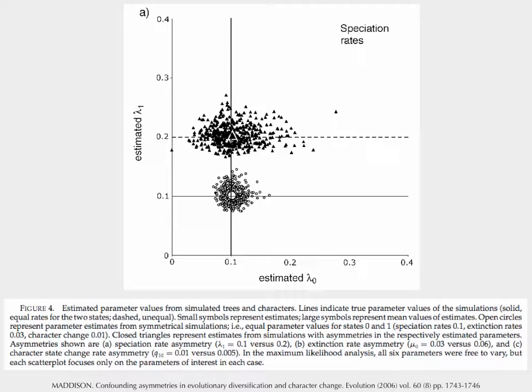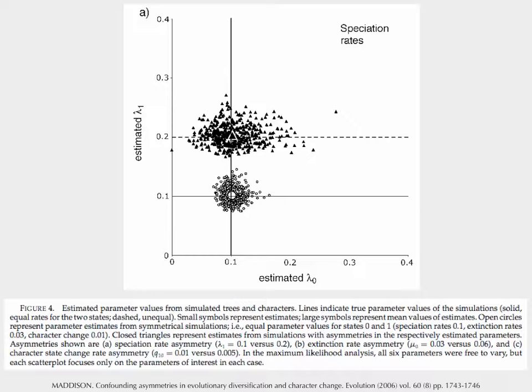Looking at speciation rates, these lines show the true values. These are trees of 500 species, so pretty big trees. I mean, my dissertation, I had a tree of like 30 species. I have a friend who makes trees of 10,000 species. So what is big keeps changing. But 500 species is still a pretty good tree nowadays.